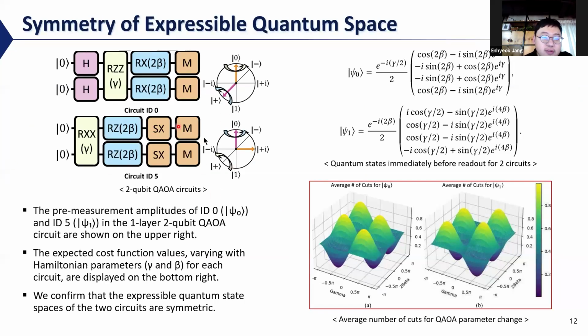So this shows the same training process for the standard QAOA rotational combination, circuit ID 0, and this is one of the proposed circuits, circuit ID 5. It looks very different in the final state amplitudes, but it shows symmetric training parameter spaces. We can confirm that.